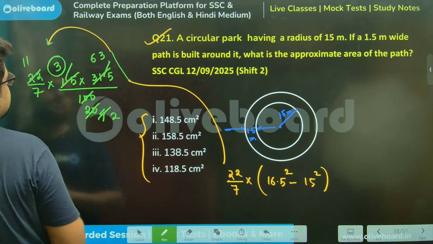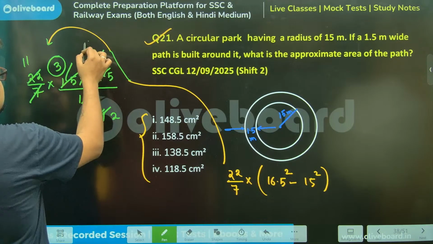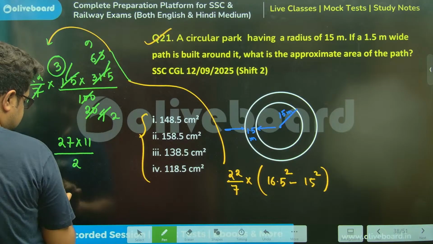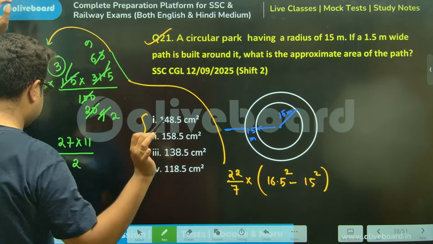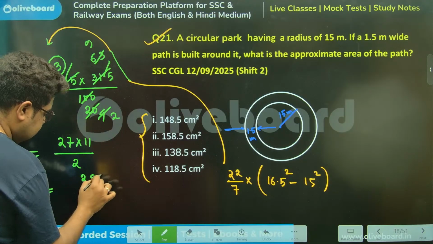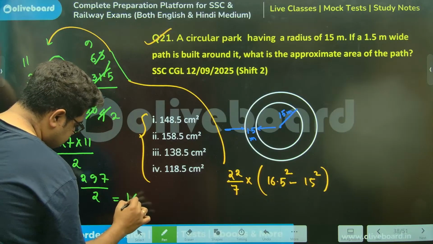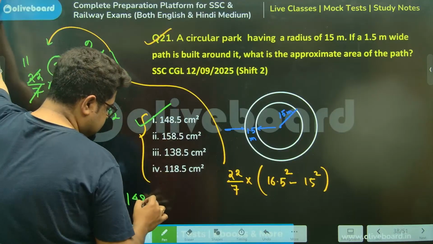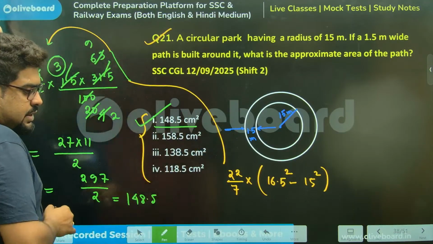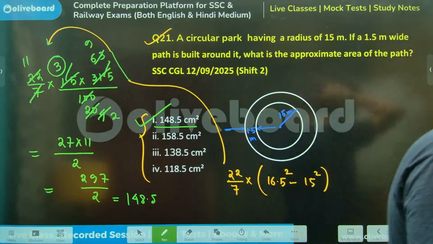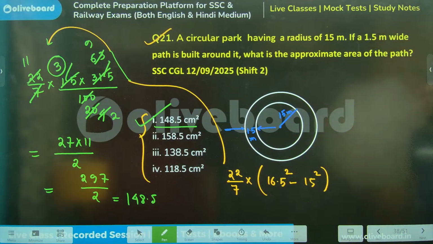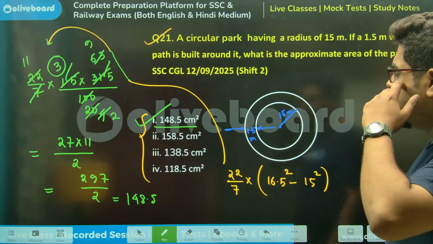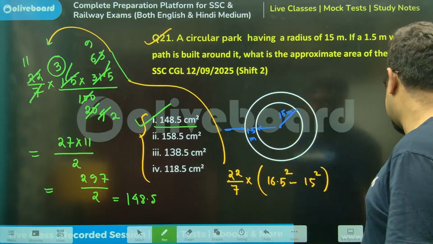This 3 I missed. No, sorry. 3 nines are 27 into 11 by 2, sir. Sorry, I missed it. I had taken this, I don't know, my mistake. 297 by 2, sir. Sorry. 148 point something. That is this. Option number A, sir. My mistake. I somehow took that 63. I don't know why. My mistake. I hope this is clear now. Again, conceptually very simple. I just made a mess.